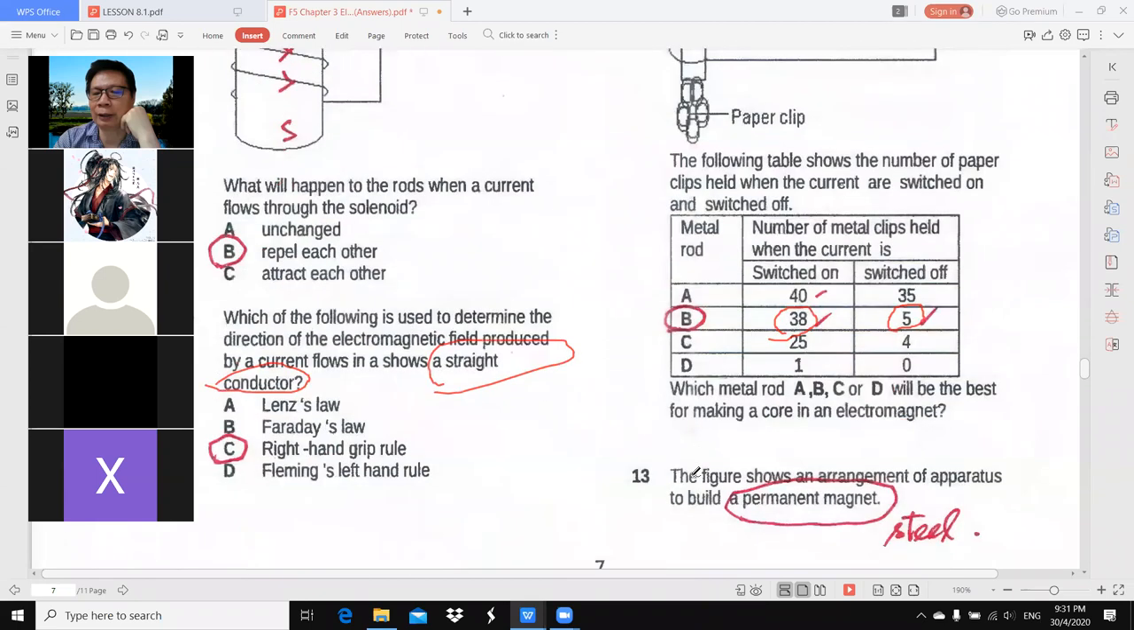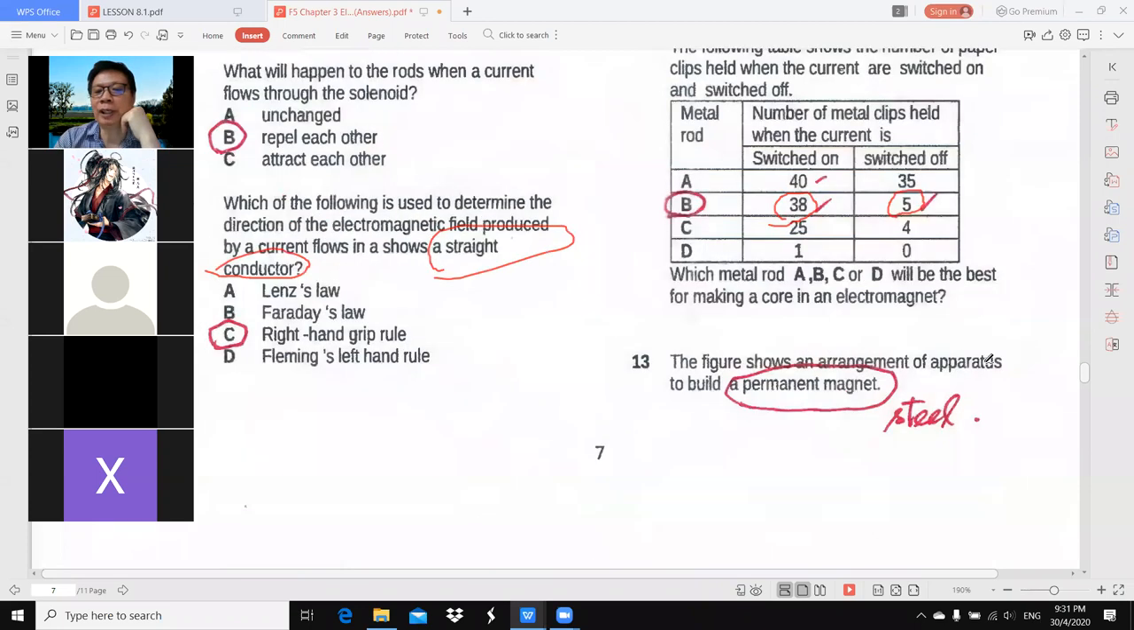Okay. 13. The figure shows the arrangement of apparatus to build a permanent magnet. You know already. A permanent magnet uses steel, right? Yeah, I want to ask someone now. Last lesson we learned, right? For a permanent magnet, why do we choose steel?